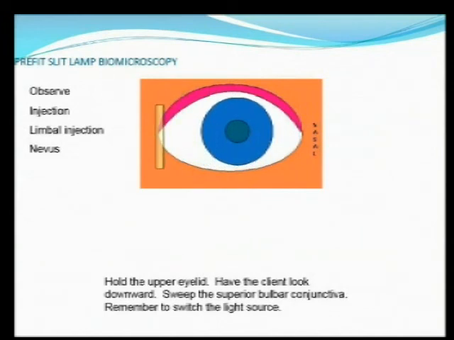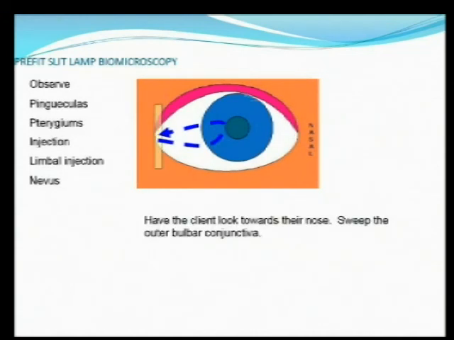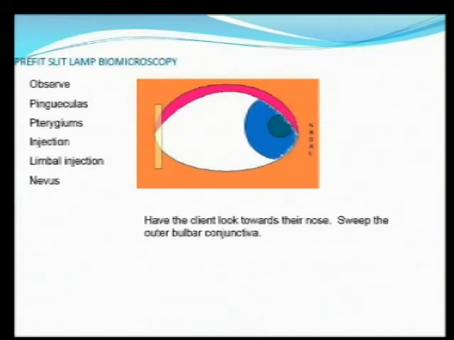All right, so we've done a circle. We did the lower palpebral and bulbar, the nasal bulbar, the upper bulbar. Now we need to do the temporal bulbar. So they look toward their nose. We sweep for the same things we were looking for on the nasal side. Okay, so now we have looked at everything except the cornea.